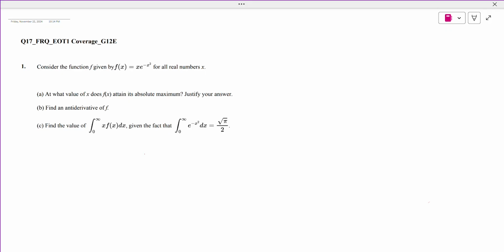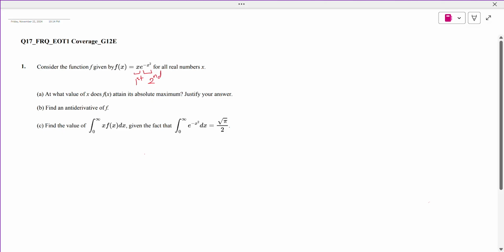To find where the function has the absolute maximum or absolute minimum, you need to find the critical points first. So we will differentiate the function, set it equal to 0, and then find the critical points. If you look back at the function, it's a product of two things. Let's name the first function, which is x, the first, and the exponential we will name the second one.